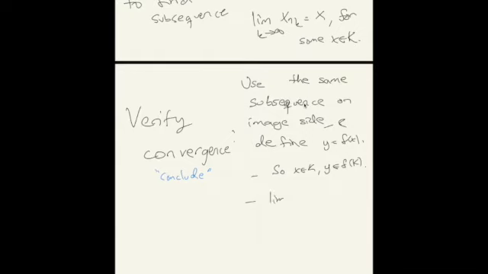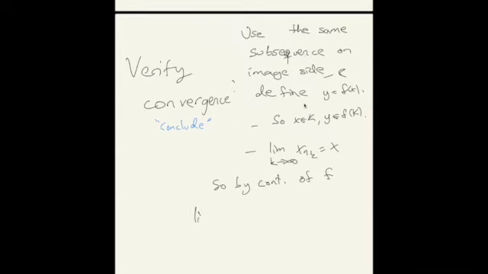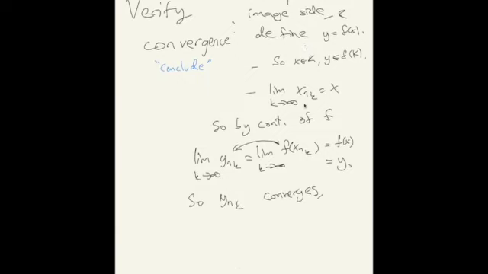Now, the limit as k goes to infinity of x_{n_k} is equal to x. So by continuity of f, we know that the limit as k goes to infinity of y_{n_k} is equal to the limit as k goes to infinity of f(x_{n_k}), because y_{n_k} is the same thing as f(x_{n_k}). By continuity, we can pass the limit inside and take f(x), but this is exactly y. So y_{n_k} converges, and we found the desired subsequence.